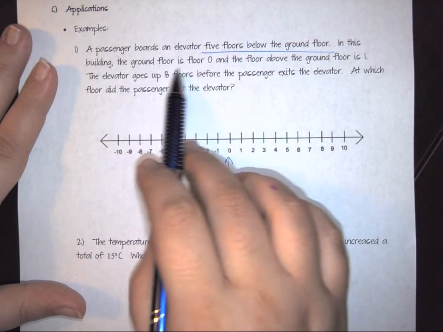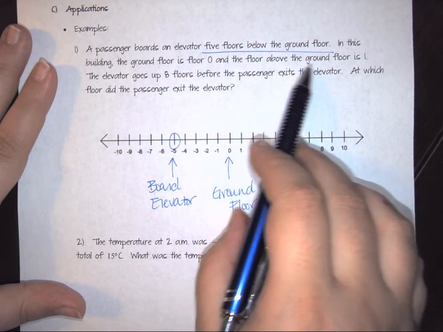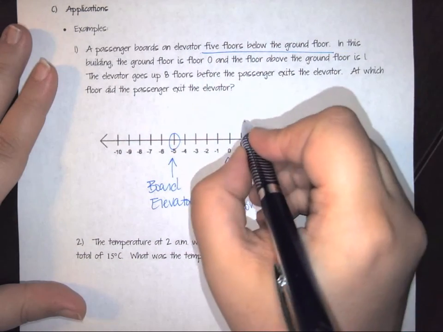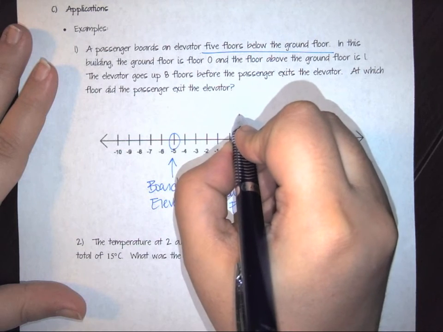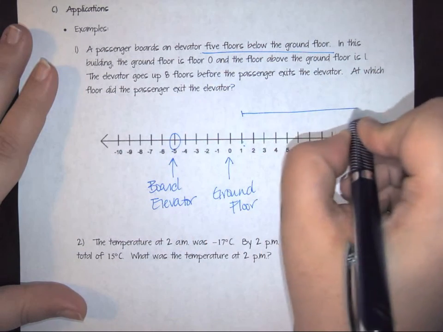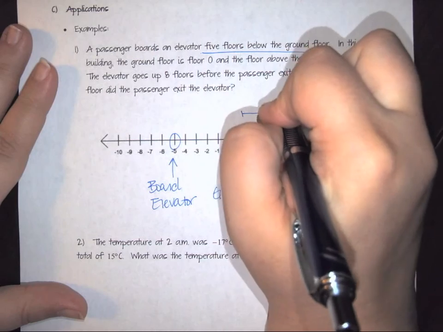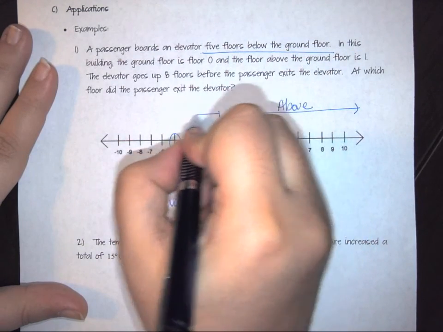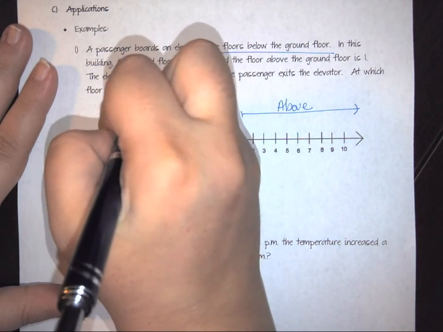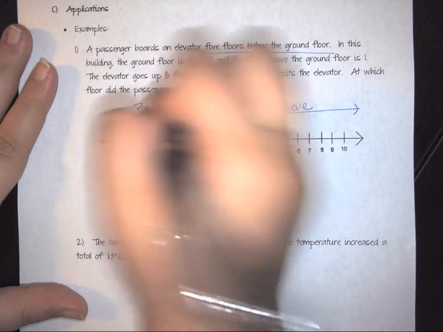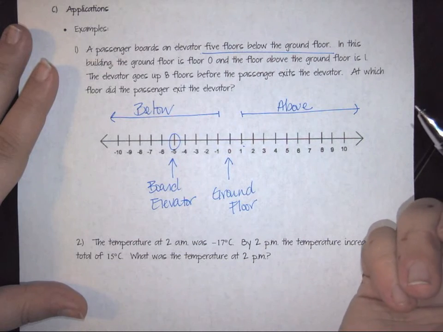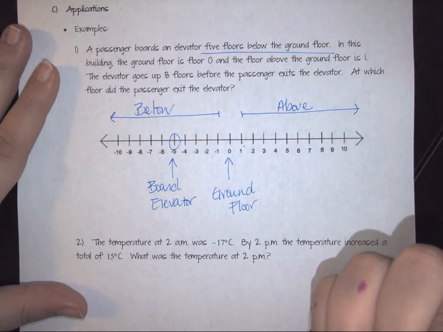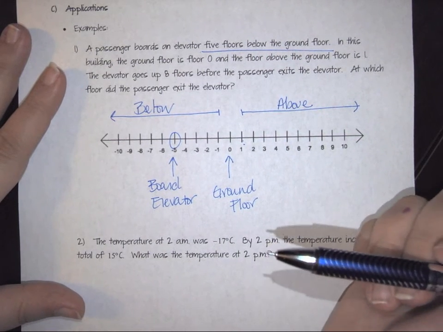And it says ground floor is floor 0 and the floor above the ground floor is 1. Okay, so this is above ground floor. So we're looking at here, and this way is going to be above, which means from here down this direction is going to be below. It says the elevator goes up 8 floors before the passenger exits. At which floor did he exit out of?